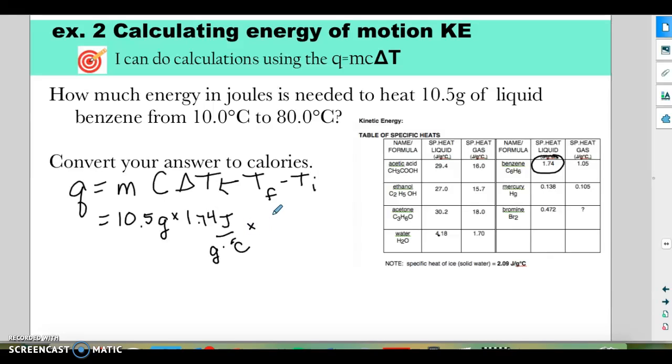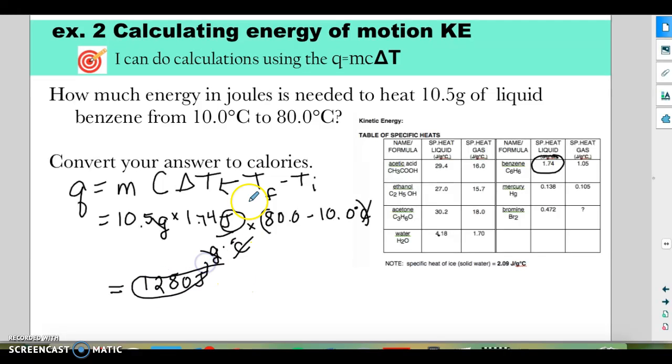And then our change in temp, final temp is 80 minus initial. You wouldn't have to show this. You could just subtract right away. And these are Celsius. So you can see that the temperature and grams units are going to go, and that you'll end up with joules. So when I do the calculation, I end up with 1,278.9, but I would round that to 1,280 joules.